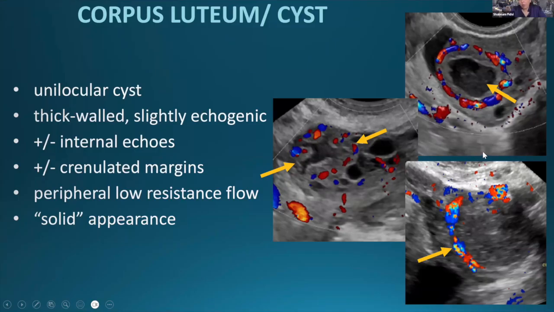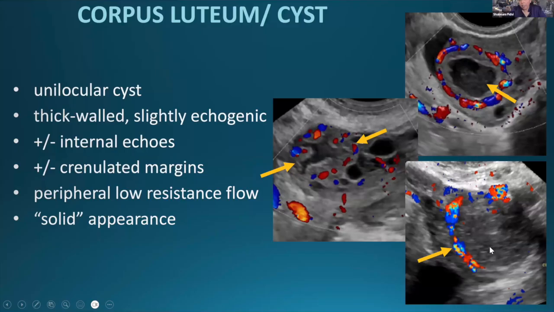Now, this is sometimes called the ring of fire. It's not to be confused with the ring of fire that's used in the adnexa in the setting of an ectopic pregnancy. Remember that ovarian ectopic pregnancies are really, really uncommon. So if you see a ring of fire in the ovary, it's more likely than not to be a corpus luteal cyst. Occasionally, corpus luteal cysts may have a more solid appearance, like this example here.